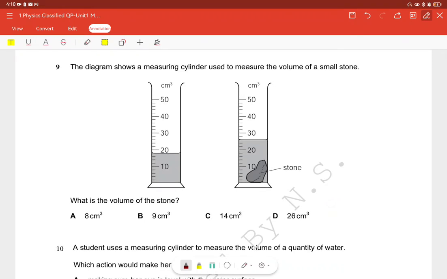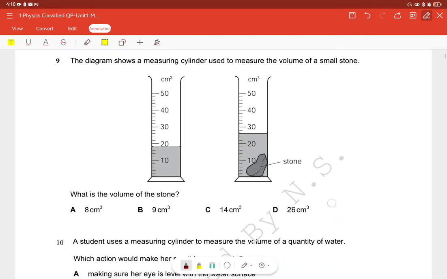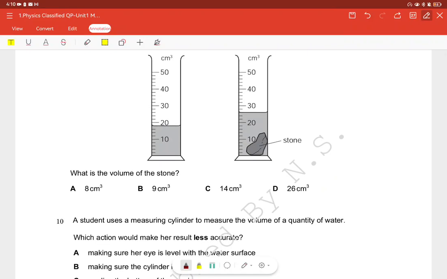Moving on, diagram number 9. The diagram shows a measuring cylinder used to measure the volume of a small stone. What is the volume of the stone? Before we add it, that's reading 1. It was 10, 12, 14, 16, 18. Reading 1 is 18. 18 what? It's given here, 18 centimeters cubed.